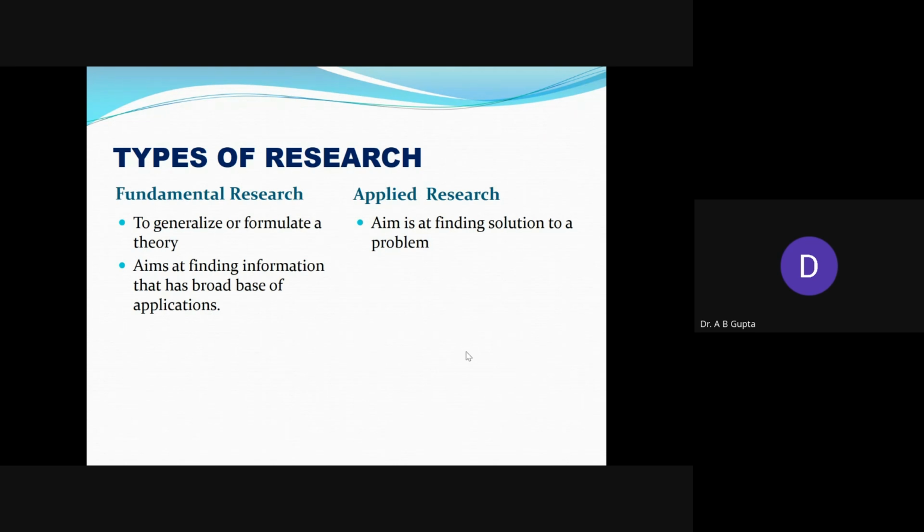Okay, so if that is the topic of your research, then my friend, you are doing fundamental research, or basic research. Whereas in applied research, the focus is on finding a solution to a problem. In fundamental research, we are not focusing on any problem, but in applied research, the focus is on finding the solution to a problem. Okay, so that is very important.